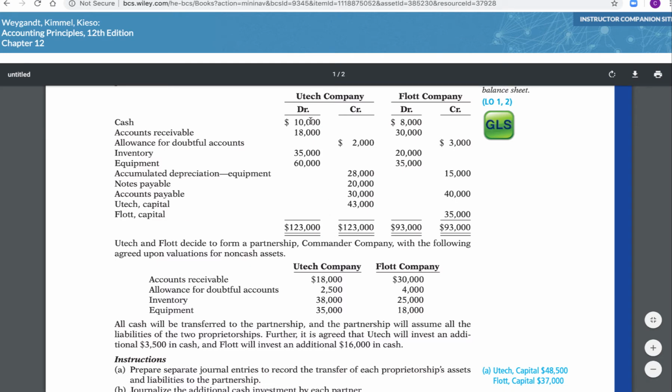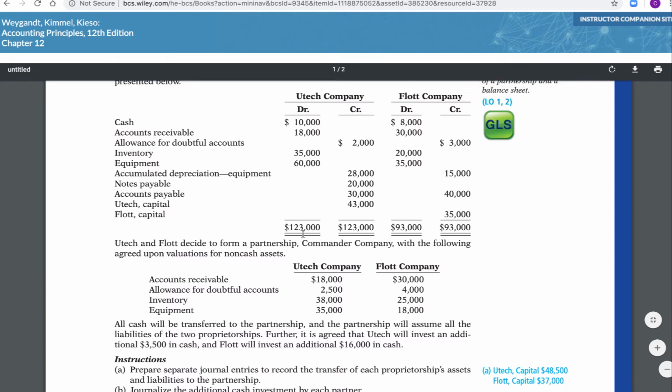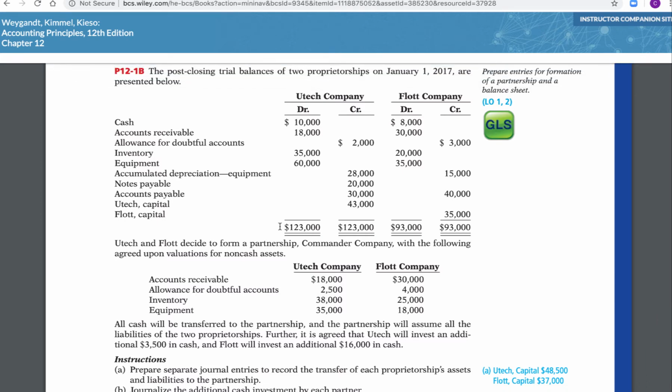So we see that UTech company, based on the assets, the liabilities, the owner's equity, has a value of about $123,000. Same thing with Float company. Looks like their value is $93,000. Then they give us some additional information.